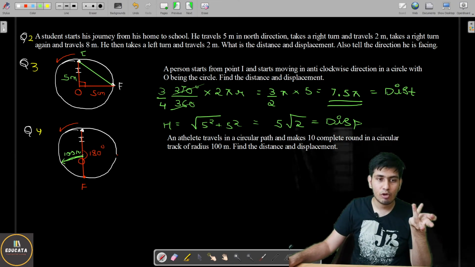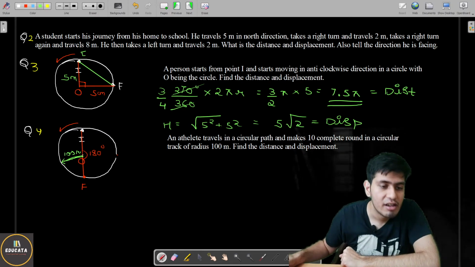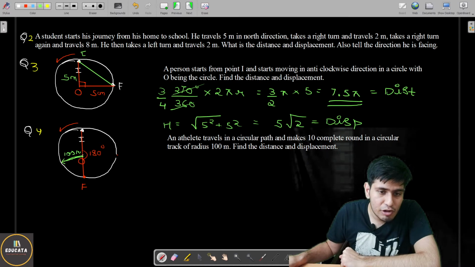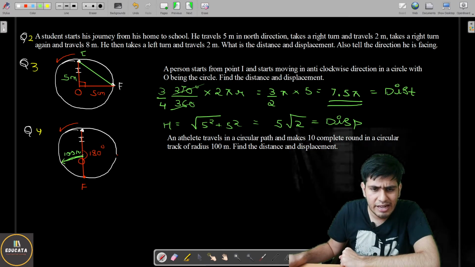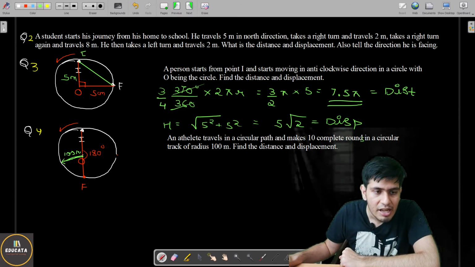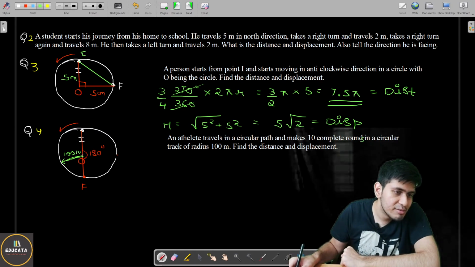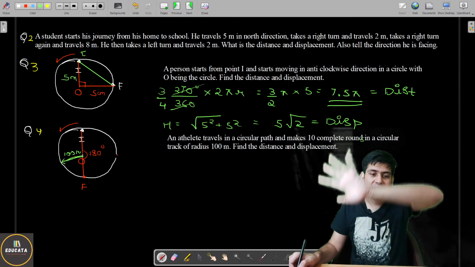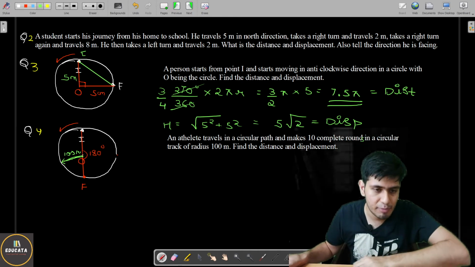And yes, we have calculated both of them. Now, the last question of the day. An athlete travels in a circular path and makes 10 complete rounds in a circular track of radius 100 meters. So this radius is equal to 100 meters, and he is making 10 complete rounds on this track.